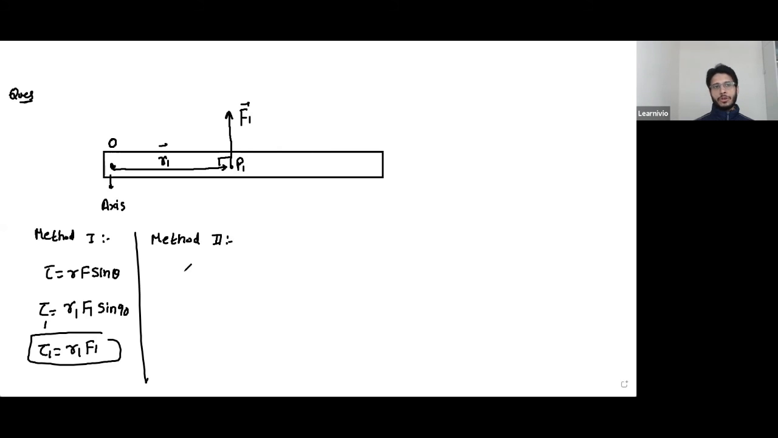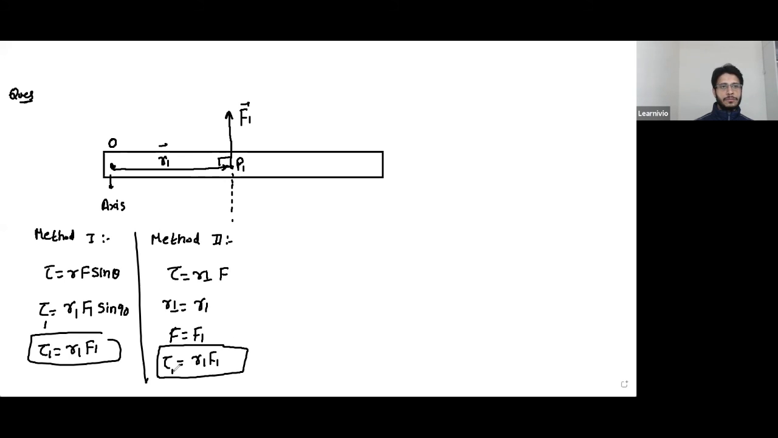The next is method 2. You can even calculate this torque using R perpendicular F. How much is R perpendicular? See, this is line of action of force. This is axis of rotation. I drop a perpendicular from axis of rotation to the line of action of force, and that perpendicular is equal to R1. So if I substitute all values, F is equal to F1, then your tau is R1 F1. So you can use both the methods, you will get the same answer. That's part 1 of the question.